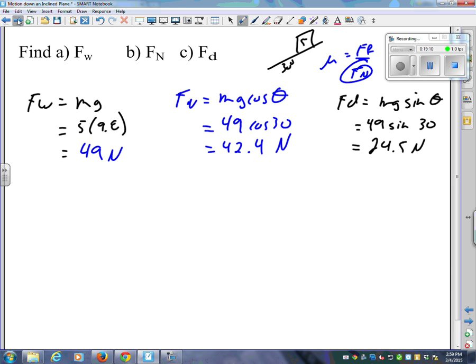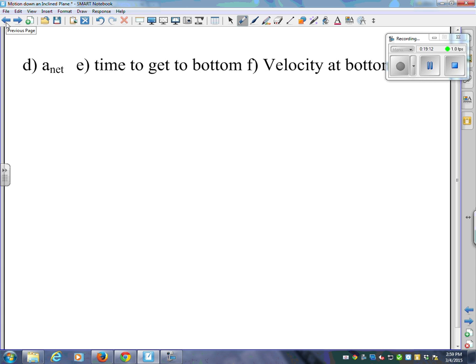Okay, what else do I have to find? A net, time to get to the bottom, and velocity to the bottom. So, I'm going to redraw. There's my FD. Because the motion is down the plane, how many other forces are in that plane that contribute to the motion? Does gravity contribute to it? Well, that's what this FD is, right? Is the object going up like that? No. Is there anything opposing that downward force? No, I said there was no friction.